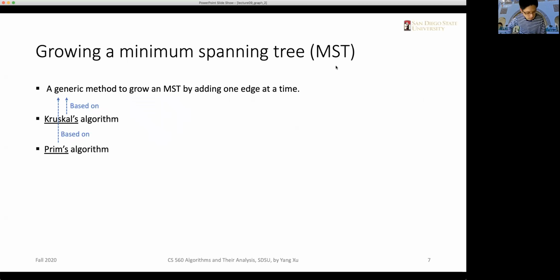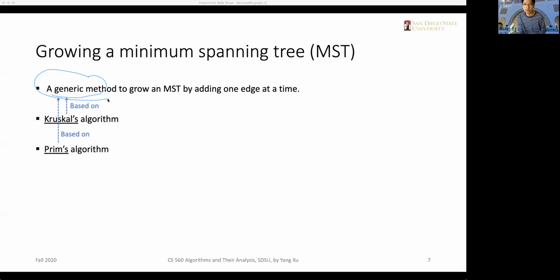Okay. All right. So our goal today is to look at how a minimum spanning tree can be constructed or grown. The way that we're looking into this problem is by first looking at a generic method. Okay, so this is a generic method, or you can think of it as a template.